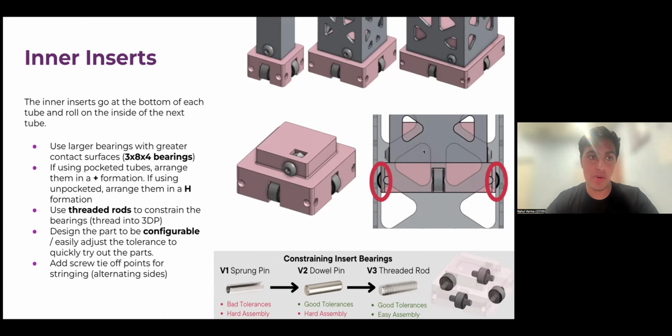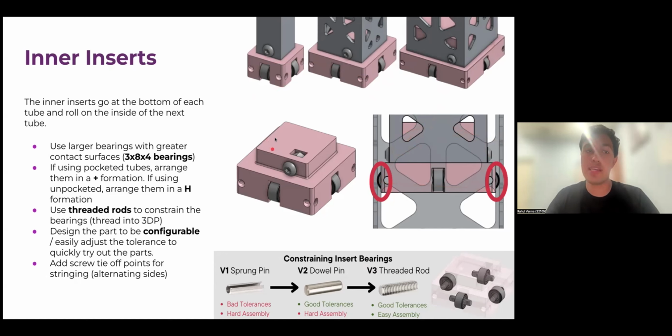So what I recommend doing is design these inserts to be configurable. Let's say you're using Onshape, design them to be configurable so you can adjust these tolerances in terms of how much the bearing goes into the next aluminum face. That way, if you quickly iterate these, you can design the inserts such that they have almost zero play, which means they should not be able to move when each tube is inside of each other, but also slide smoothly. Again, you don't want there to be any side to side or front to back movement in these bearings when it's in the tube.